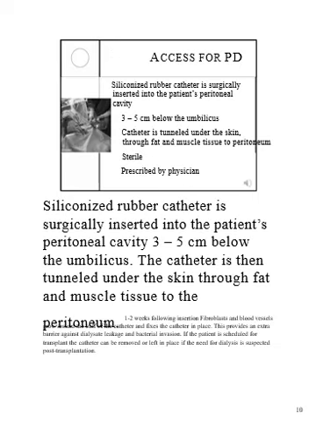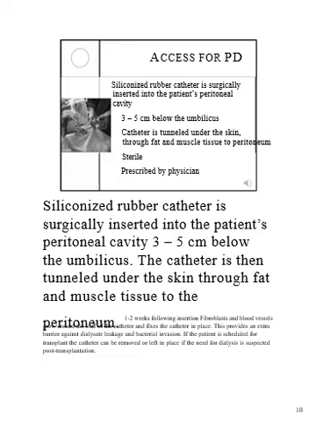A siliconized rubber catheter is surgically inserted in the patient's peritoneal cavity 3 to 5 cm below the umbilicus. The catheter is then tunneled under the skin through fat and muscle tissue to the peritoneum. Over 1 to 2 weeks after insertion, fibroblasts and blood vessels grow around the cuff of the catheter and fix the catheter in place. This provides an extra barrier against dialysate leakage and bacterial invasion.